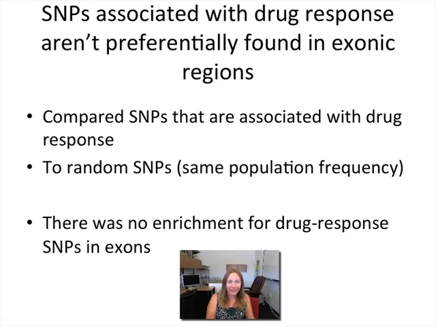And that's what they expected to see. But they didn't. SNPs associated with drug response weren't preferentially found in the exonic regions. So no more than random SNPs were found in exons. So it wasn't that for changes in drug sensitivity, the clouds were turning to squiggly lines. That didn't seem to be the mechanism of action. There was no enrichment for drug response SNPs in exons. So they're like, all right, well, that's weird. Keep looking, I guess.